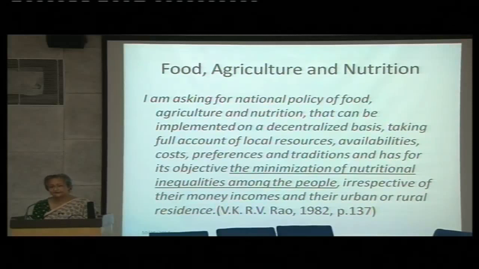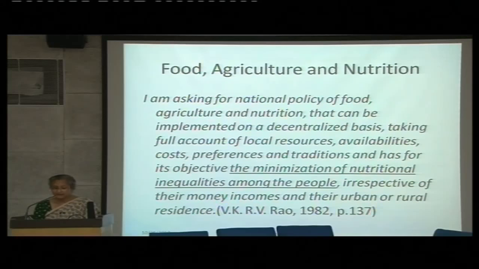This quotation from one of his works in 1982 asks for a policy for food, agriculture, and nutrition, which I've given an acronym as FAN, India's Food, Agriculture, and Nutrition policy, which is quite contrary to what we see as India's food policy, agricultural policy, or its nutrition policy.